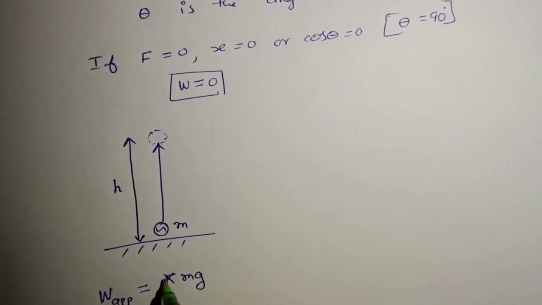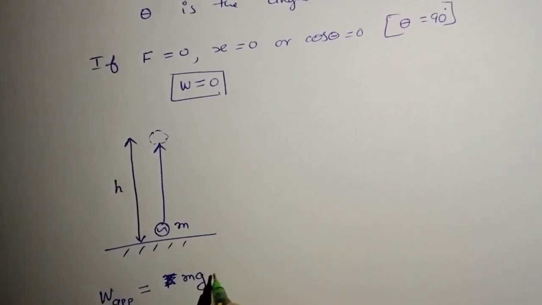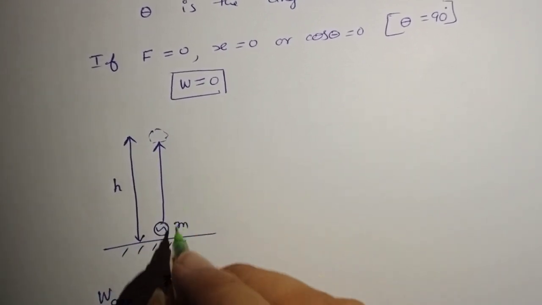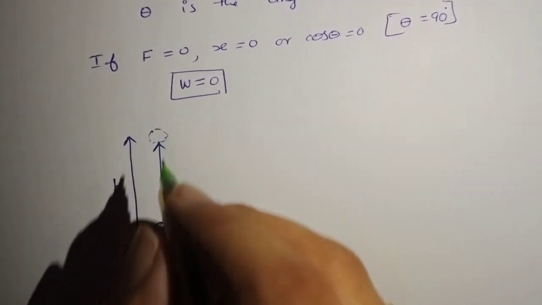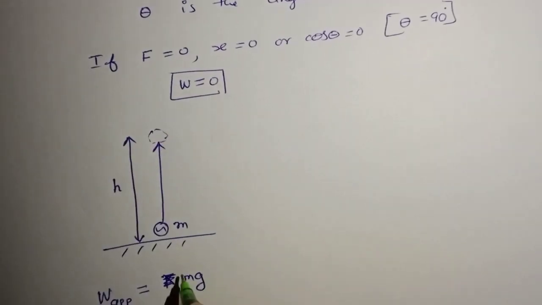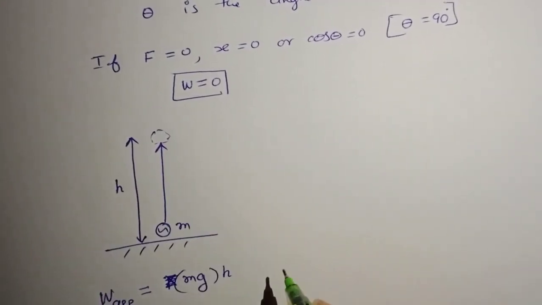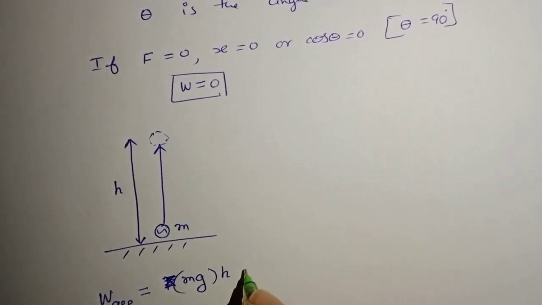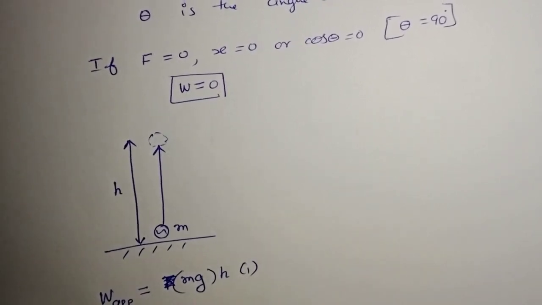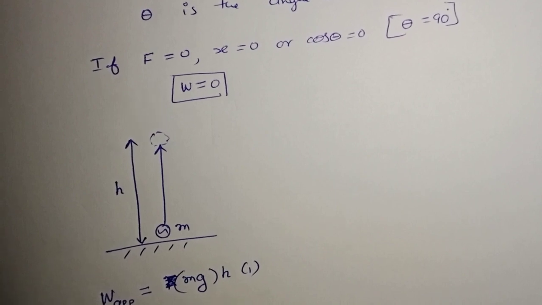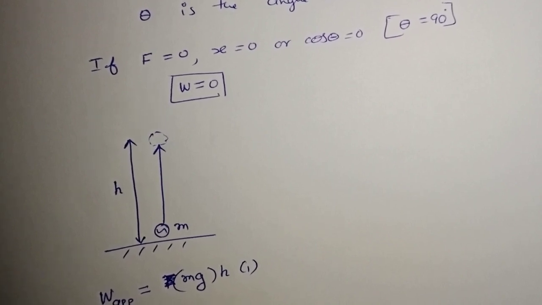mg is the applied force. Displacement is upwards. Applied force is also acting upwards. So mg into h. Angle between force and displacement is 0 degrees and cos 0 will be equal to 1. So work done by applied force is equal to mgh.